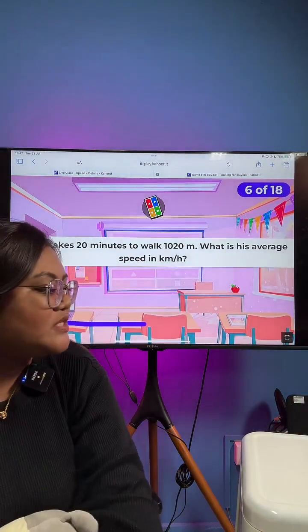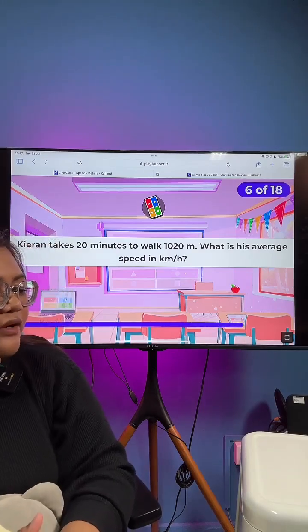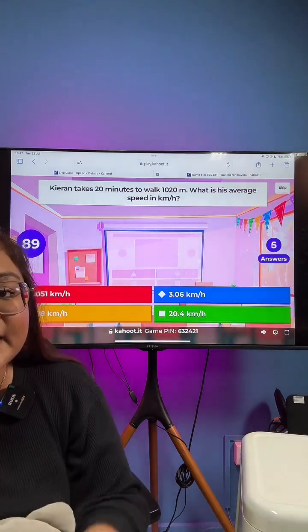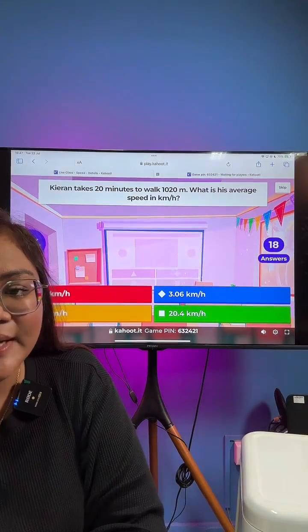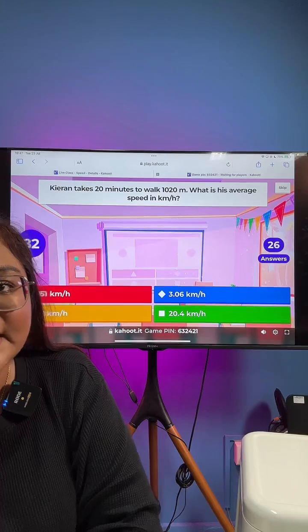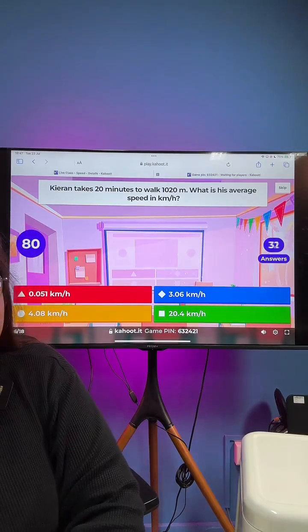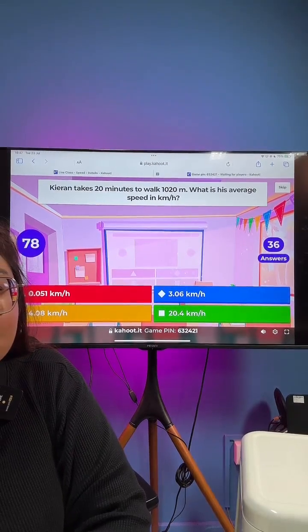Kieran takes 20 minutes to walk 1020 meters. I want to find his average speed in kilometers per hour. Kilometers per hour. So what is our average speed in kilometers per hour?